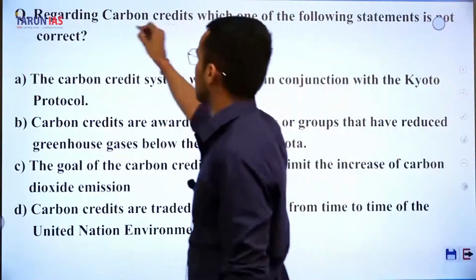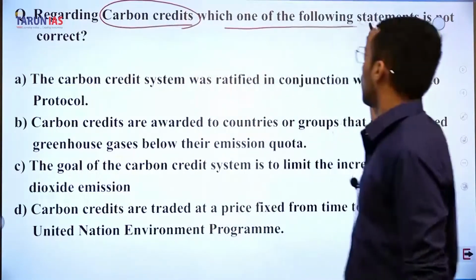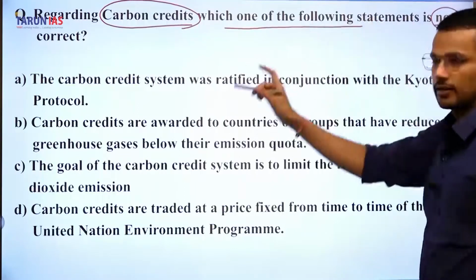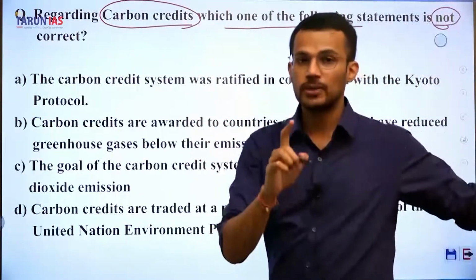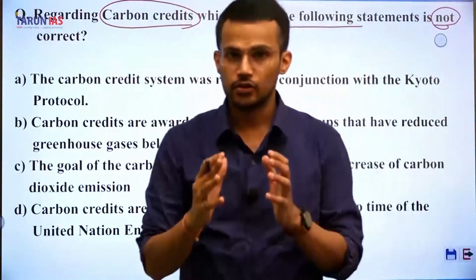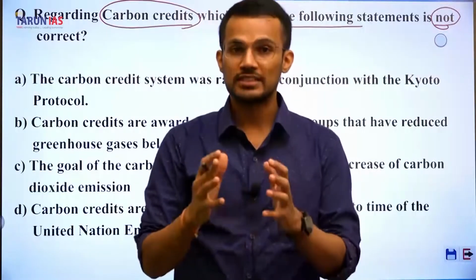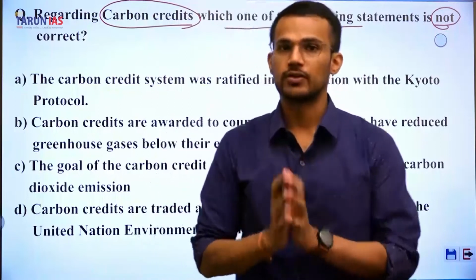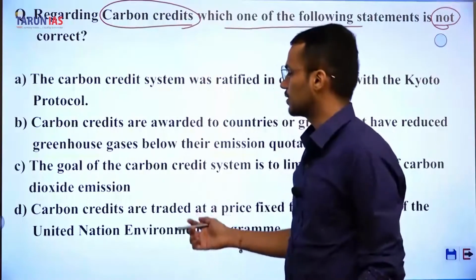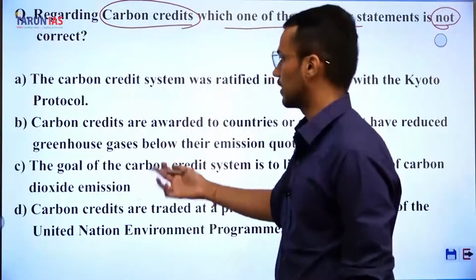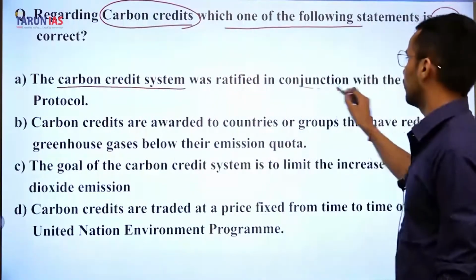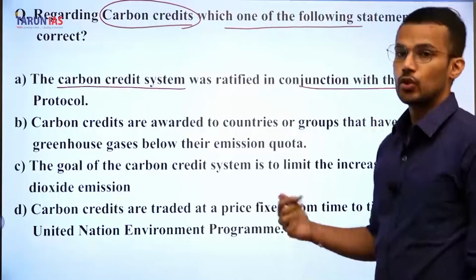Regarding carbon credits, which one of the following statements is not correct? Right? So what have been asked? You have been asked to find out the statement which is not correct related to carbon credits. So the options are: A, the carbon credit system was ratified in conjunction with Kyoto Protocol.